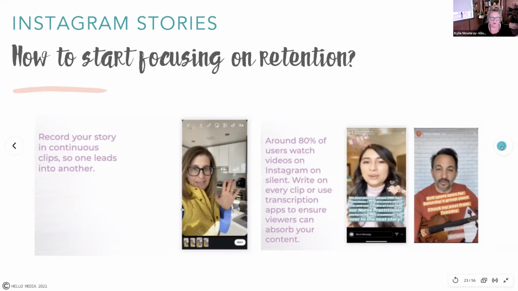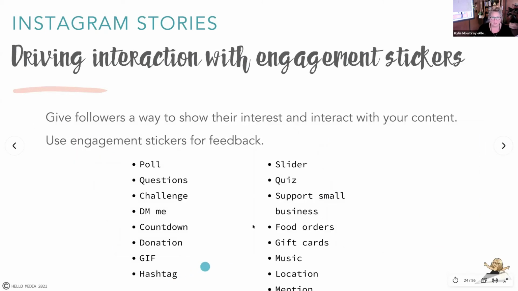Okay, next along is driving interaction with engagement stickers. I love stickers. So give followers a way to show their interest and interact with your content. Use engagement stickers for feedback. So you can do anything like a poll, questions, a challenge. You can say DM me, which means direct message me. You can do a countdown. You can ask for a donation. You can include a GIF. You can add a hashtag or many hashtags. You can add a slider.